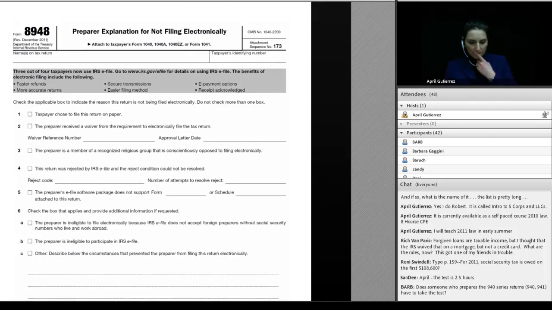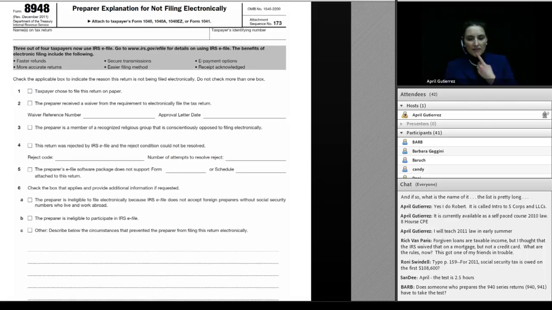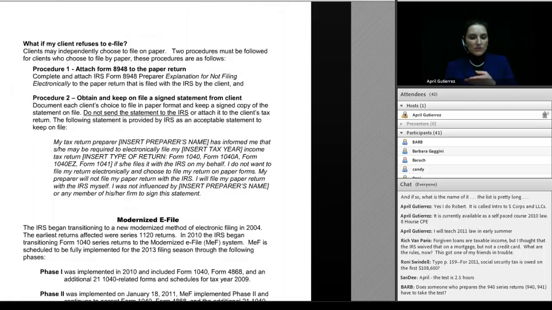Let me just get to it. Here's the form. Prepare explanation of why the return was not e-filed. Then we go down, and this is the second procedure. So procedure number 1 is attach the Form 8948 to the tax return. Procedure number 2 is to get your client's signature on a piece of paper.